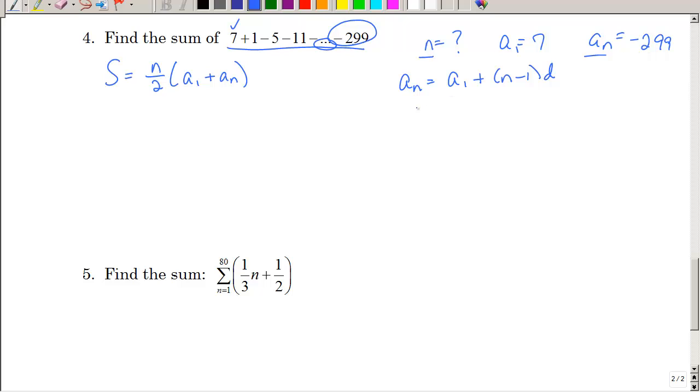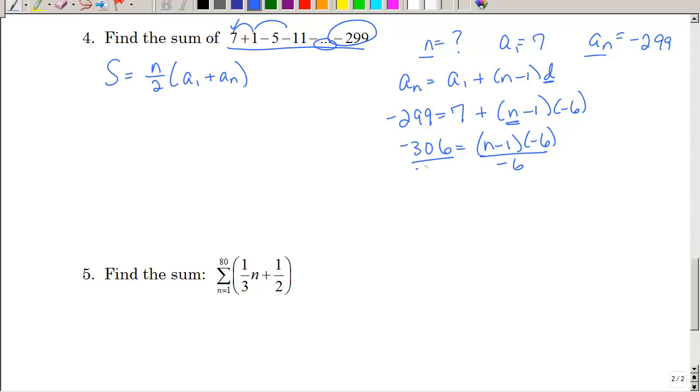Well, if a sub n is negative 299 and my first term is 7, but I don't know n, what's d? Did I add? Did I subtract? I believe I subtracted 6, so my common difference is negative 6. So this is what I need to solve for n. So I'm going to subtract 7 from both sides. And yes, you could distribute the negative 6, but I think I'm just going to go ahead and divide by negative 6, and I'm going to get 51.